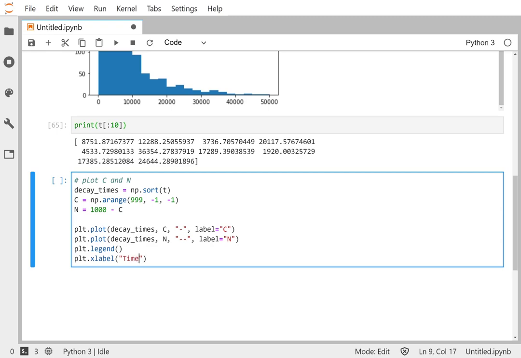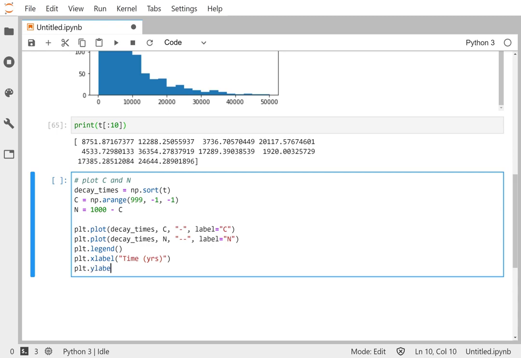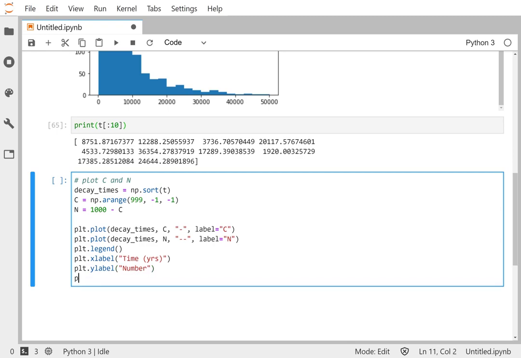For our X label, we'll do time in units of years. This is because my half-life was in units of years. And then the Y label will just be the number of the carbons and nitrogens as a function of time. And let's show it.